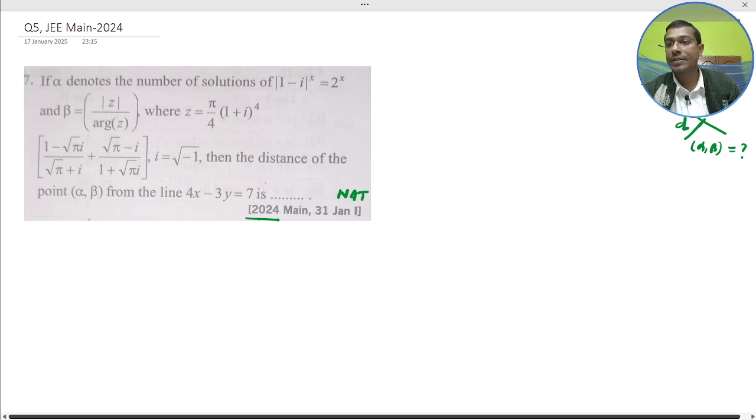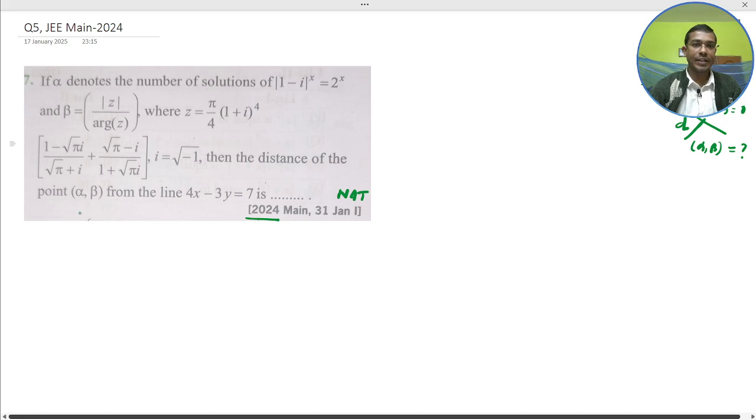Suppose ax plus by equal to 0. This is the coordinate geometry of the straight line from class 11. We will discuss it in the next 2 or 3 more classes.